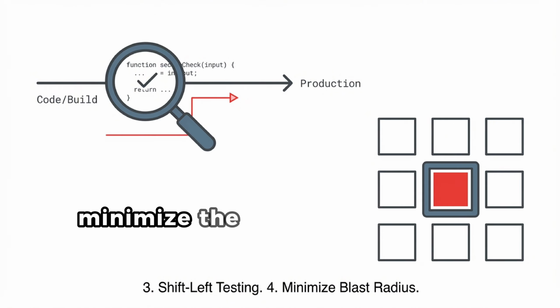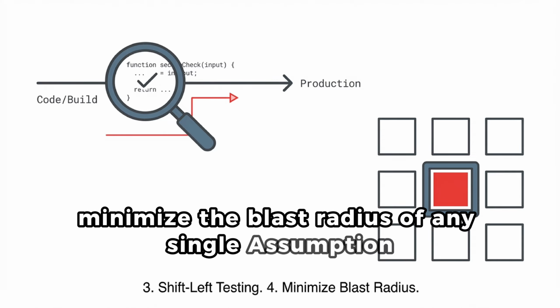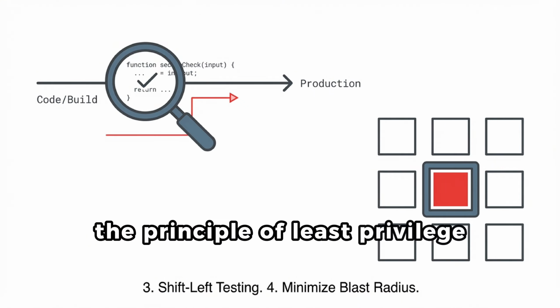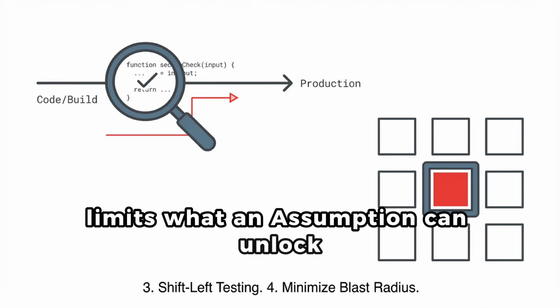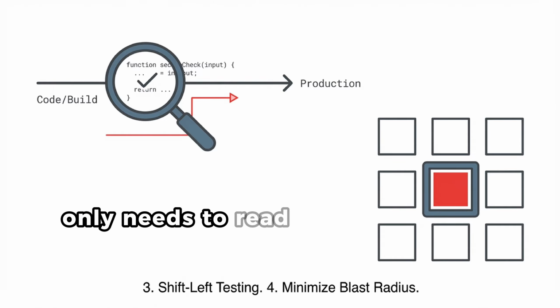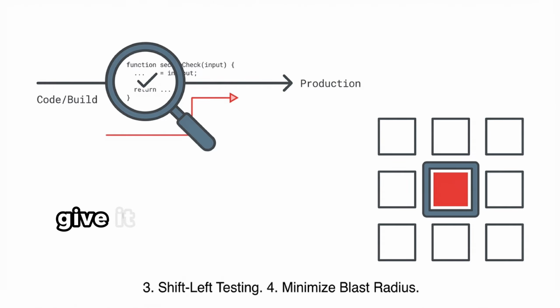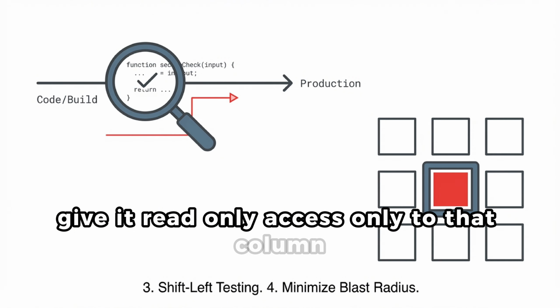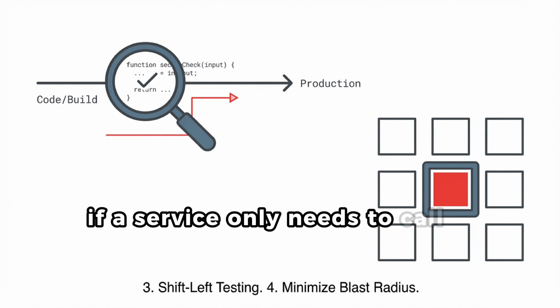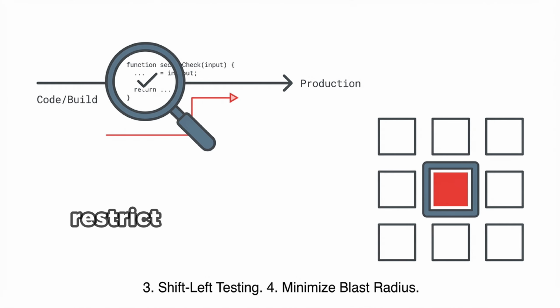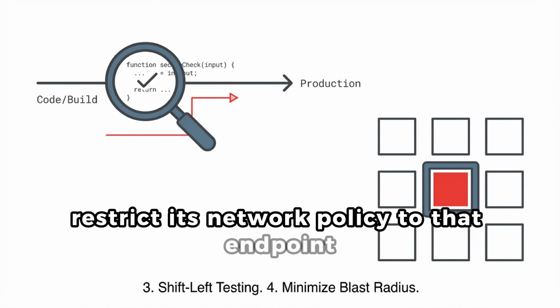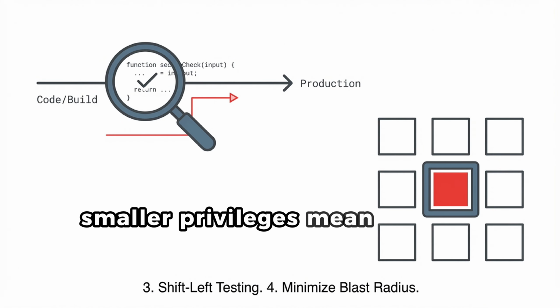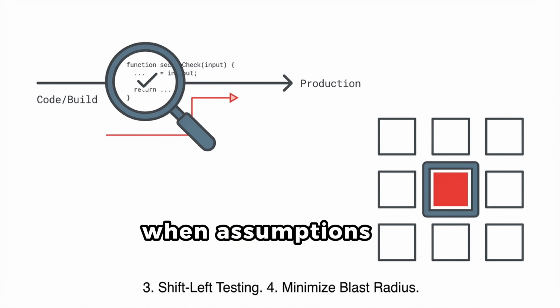Fourth, minimize the blast radius of any single assumption. The principle of least privilege limits what an assumption can unlock. If a component only needs to read a single column of a table, give it read-only access only to that column. If a service only needs to call a particular API, restrict its network policy to that endpoint. Smaller privileges mean smaller consequences when assumptions fail.